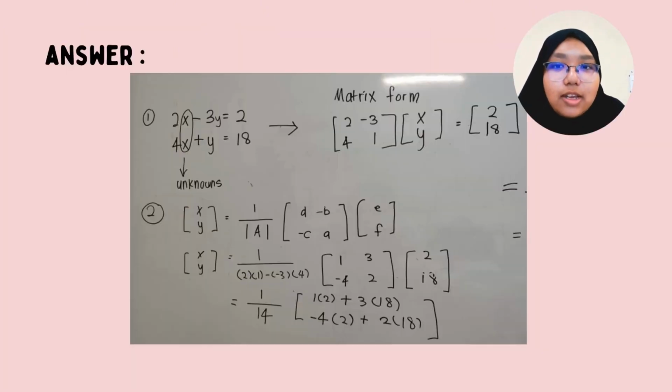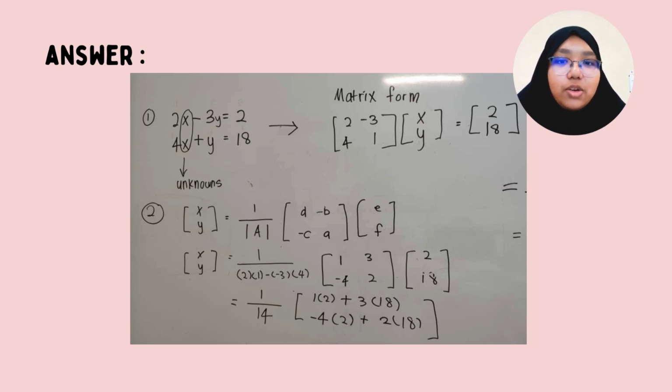First things first, you need to convert the system of linear equations to matrix form, in order for you to use the matrix inverse method. Step two is you need to find x and y, which uses 1 per determinant. For the determinant, you just insert the numbers from the matrix form, which is 2 multiplied with 1 minus negative 3 multiplied with 4.